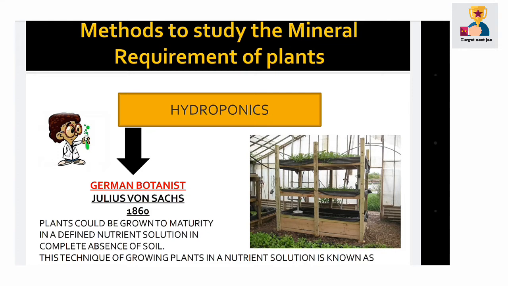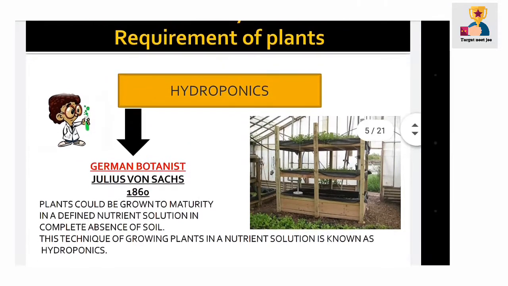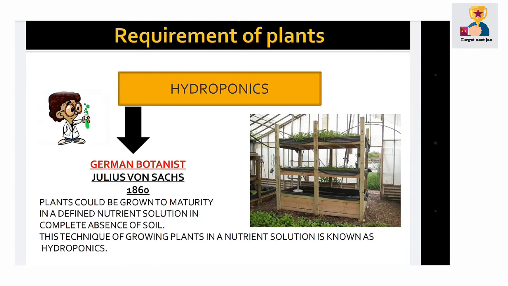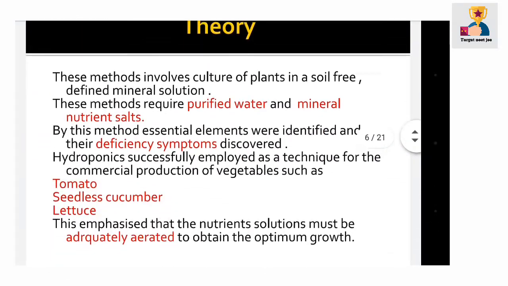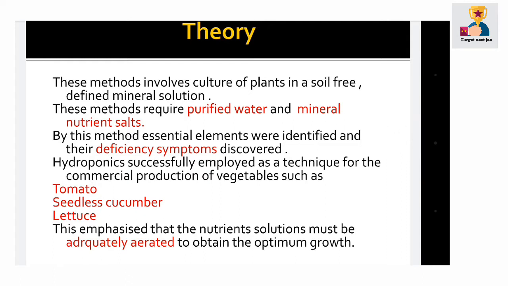Let's see hydroponics, which is also called soil-less culture. This technique was discovered by German botanist Julius von Sachs in 1860. He discovered that plants could be grown to maturity in a defined nutrient solution in complete absence of soil. This technique of growing plants in a nutrient solution is known as hydroponics. These methods involve culture of plants in a soil-free defined mineral solution. These methods require purified water and mineral nutrient salts. By this method, essential elements were identified and their deficiency symptoms discovered.